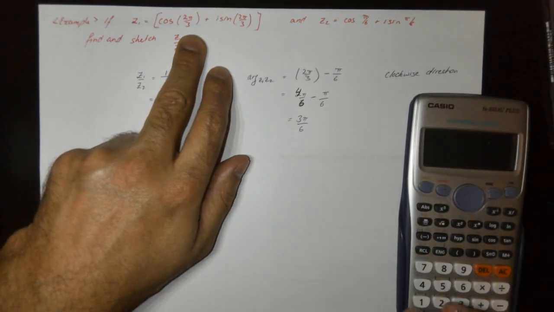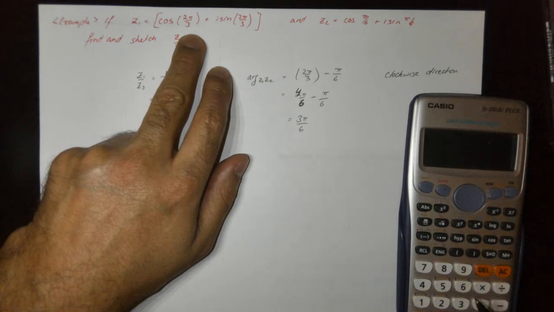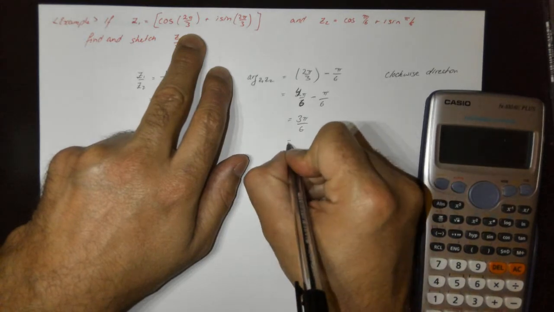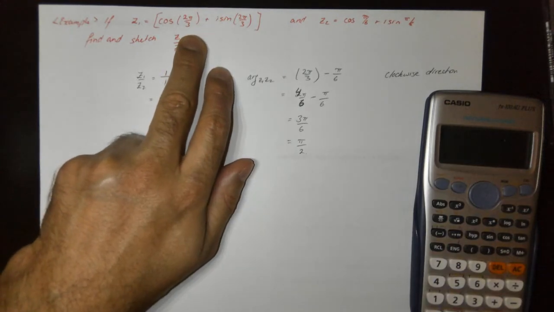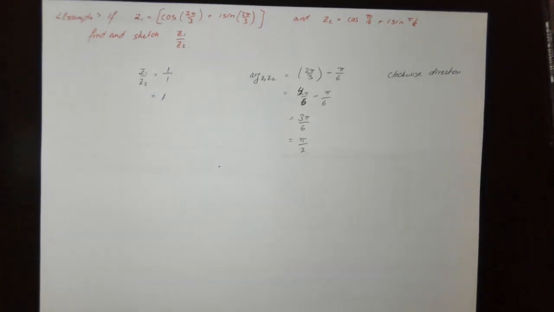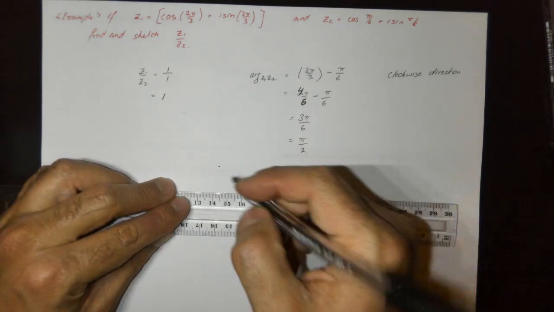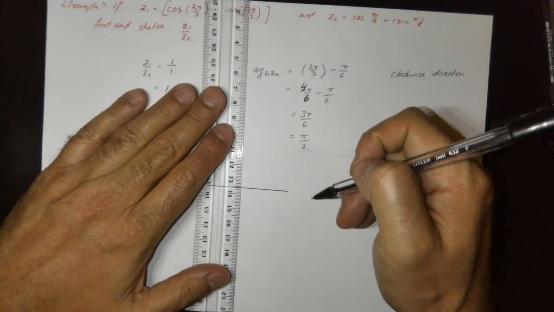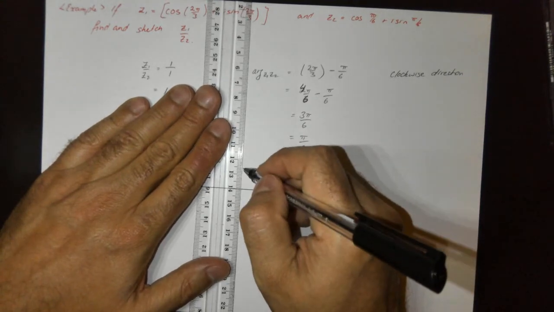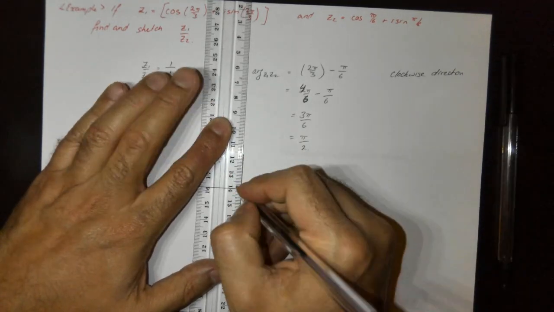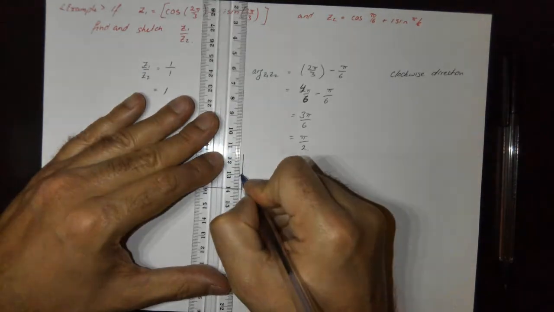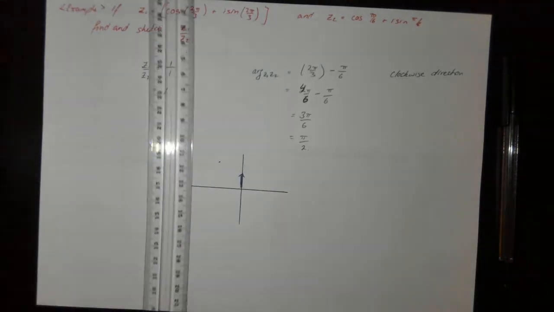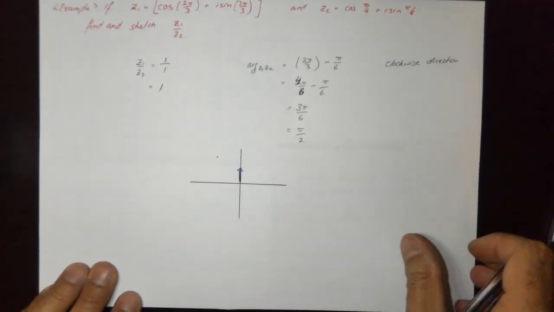Now this one's okay because we've actually got two positive values, so that's not too bad. So it's pi on 2, so 90 degrees. So what we have, really, is the imaginary vector of a unit length. Okay, that's the answer to that one.